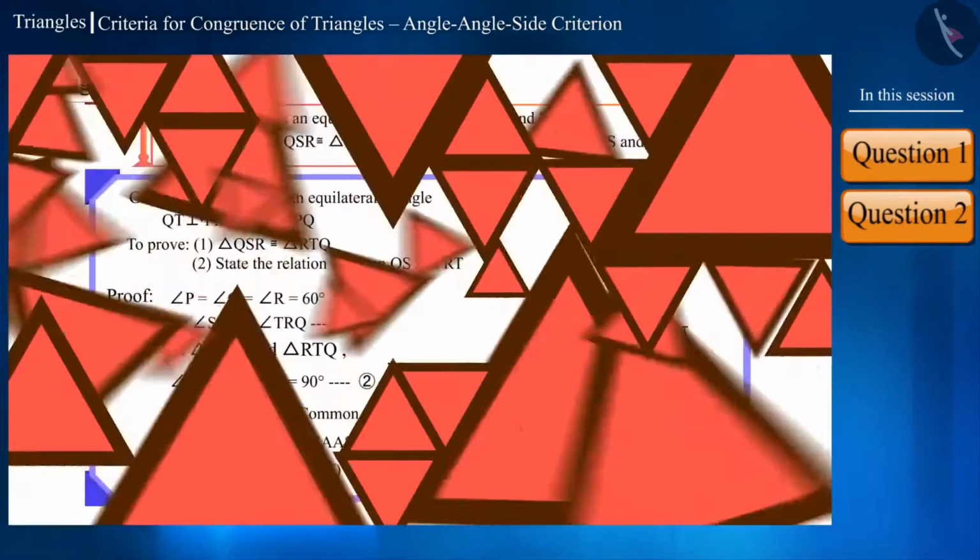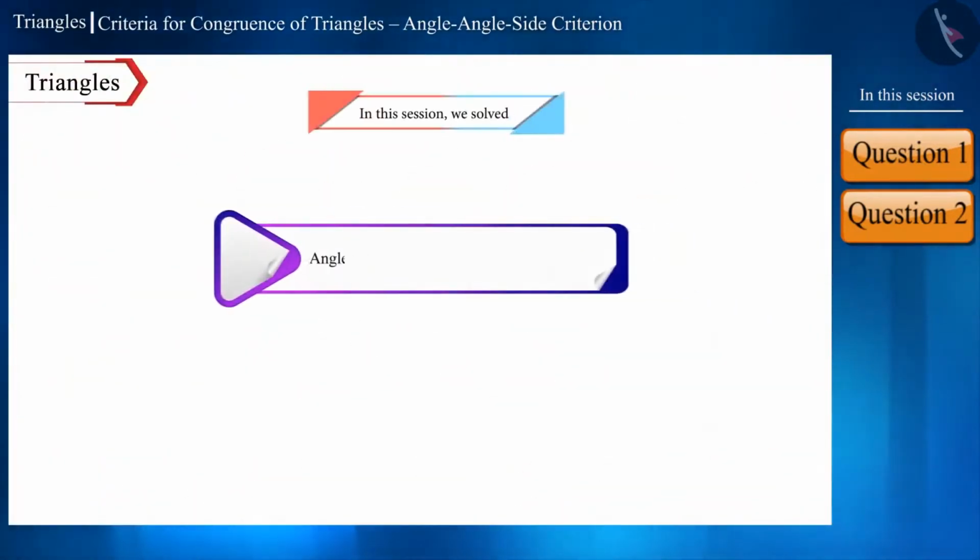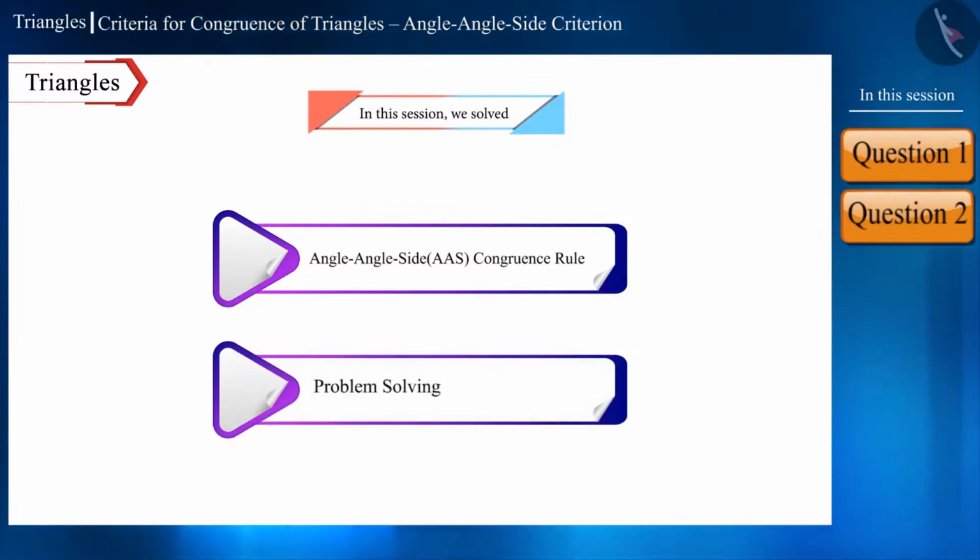Friends, that's all in this session. Today, we solved some questions related to the angle side or AAS criterion for the congruence of triangles.